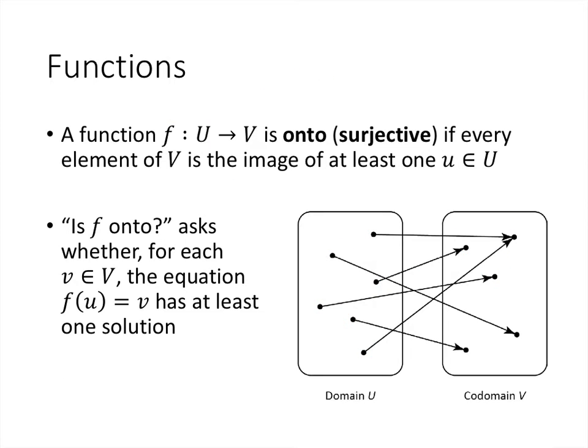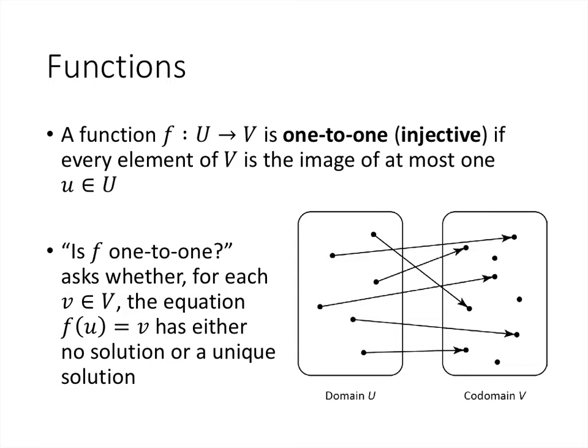Now, some functions have an additional property, which is that they are onto, and another word that you'll see sometimes to describe this property is surjective. I'll be saying onto, but if you see that word surjective, that just means onto. And a function is onto if every element of the codomain is the image of at least one element in the domain. In other words, every element in the codomain has at least one arrow pointing to it. Not every function has that property, but some do, and when the function does, we say that the function is onto. Another way to think about what onto means is to ask whether the equation f of u equals v has at least one solution for every v.